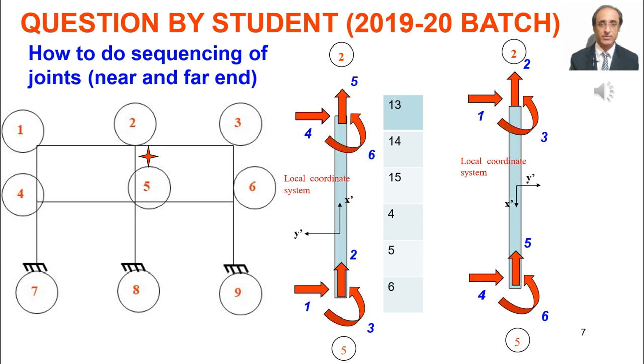In both ways your matrix will be different, but you have to be consistent. If you interchange in between, your results will be wrong. So don't interchange in between. You have to be consistent. Okay. Any question? If this is understood, then half of the problem is solved.